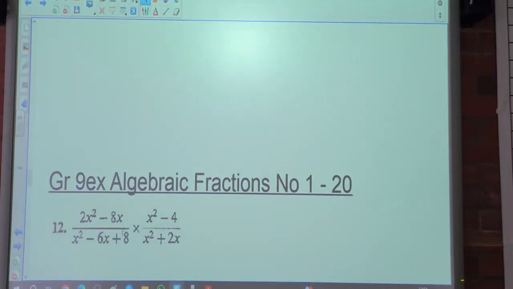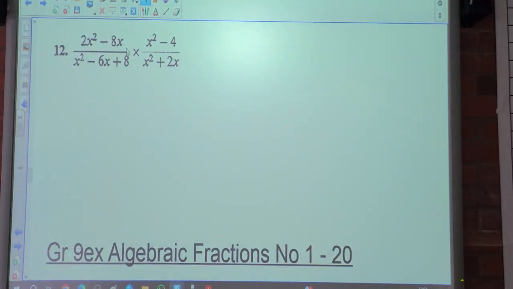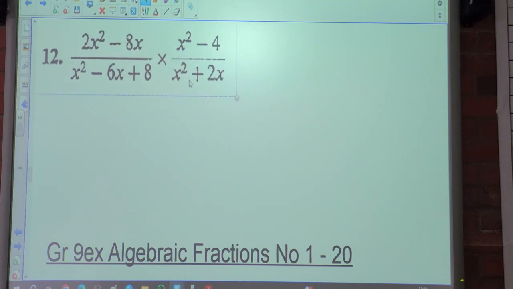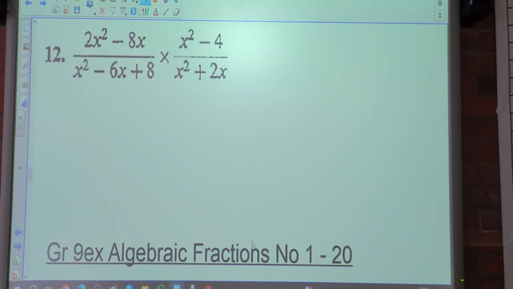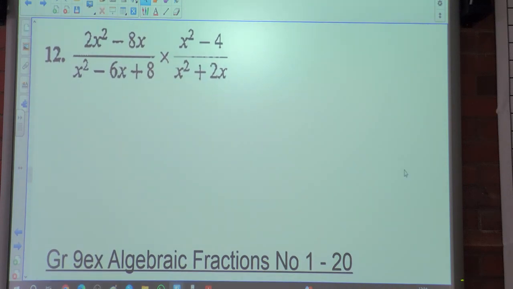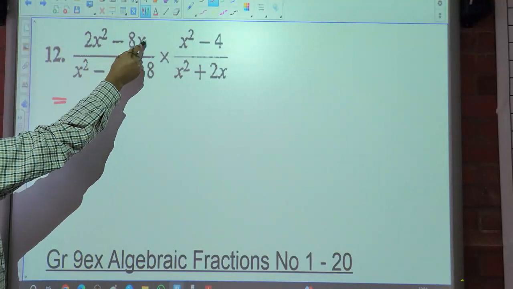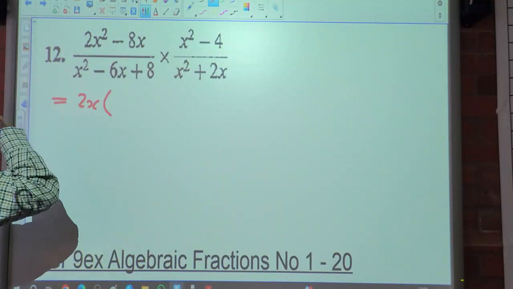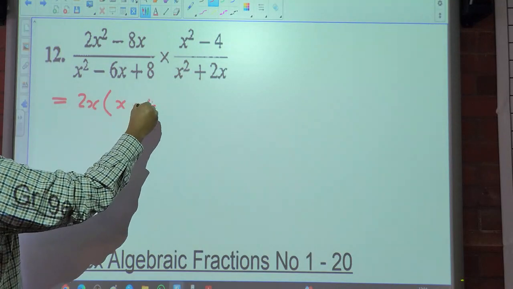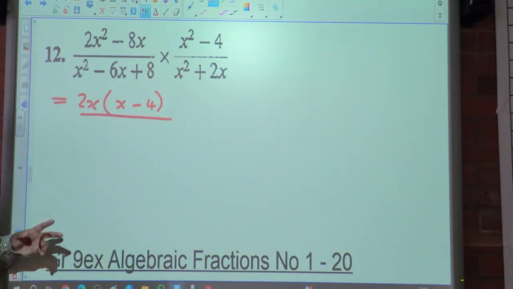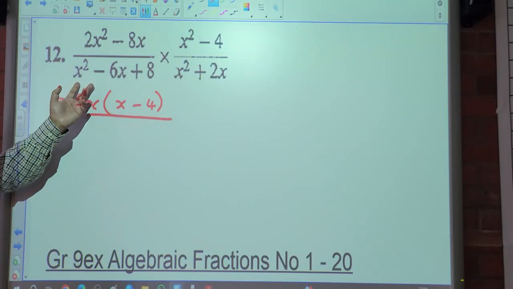The number 12. Look at this numerator, what do we notice here? There's a common factor of 2x. What are we left with? x minus 4 all over... What's the factorization here? Trinomial.